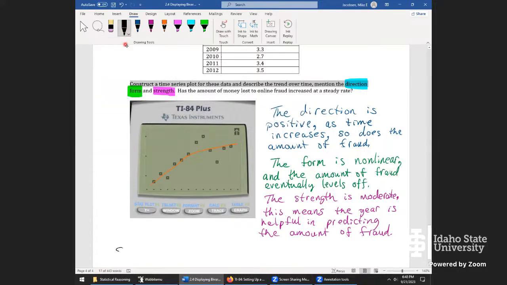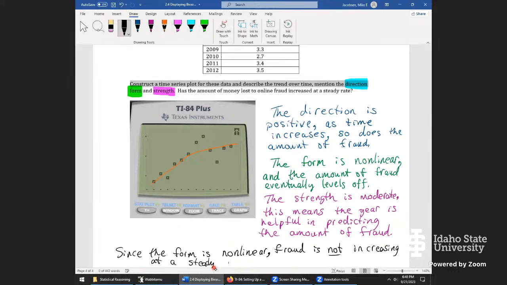Since the form is nonlinear, fraud is not increasing at a steady rate. If it was linear, we would say yes, it's increasing at a steady rate. And the steady rate would have just been the slope of that line that we drew in right there.